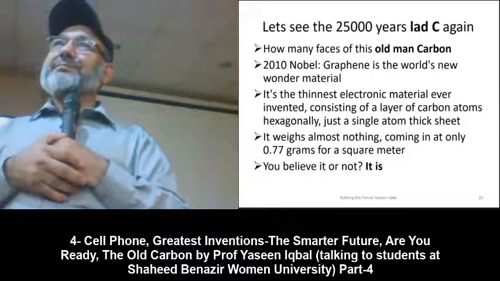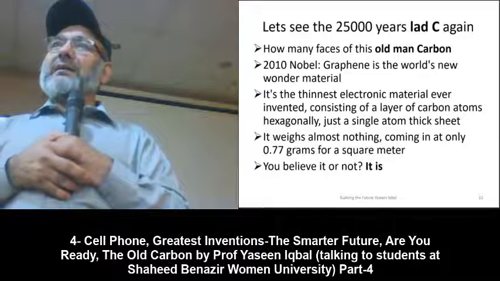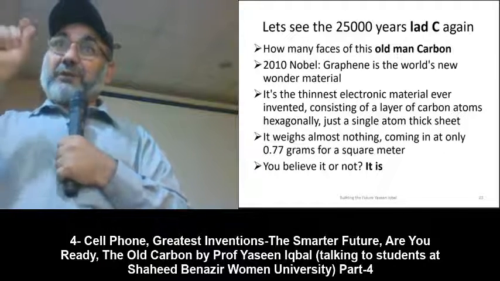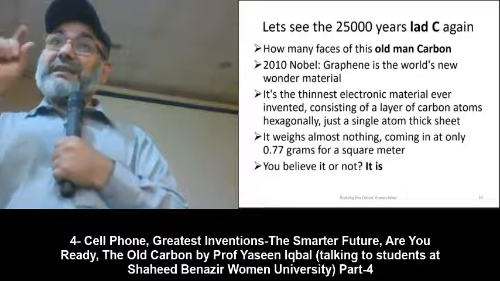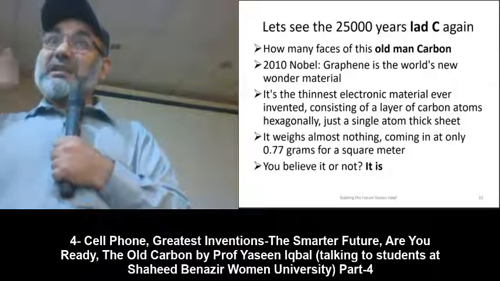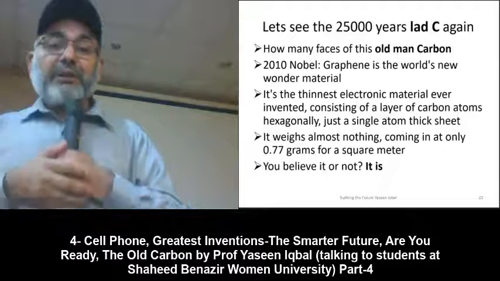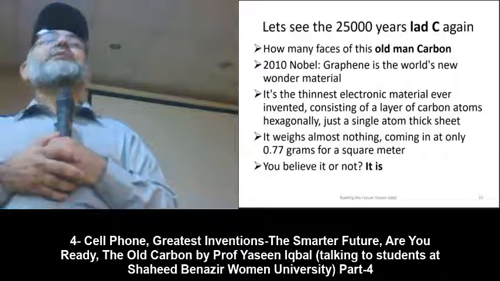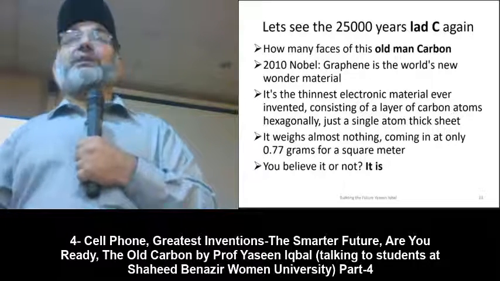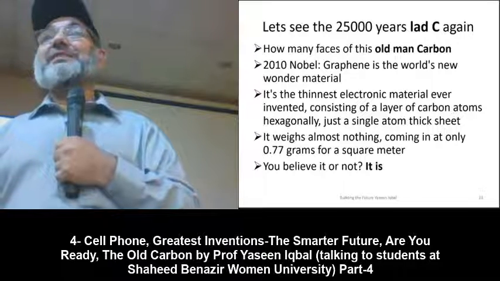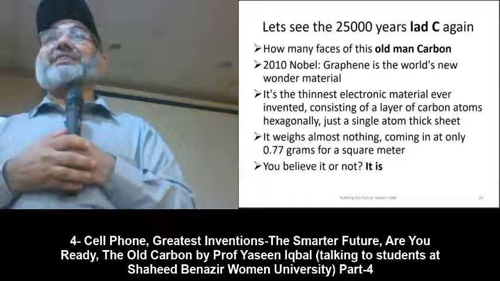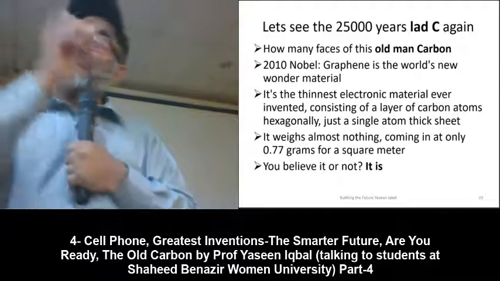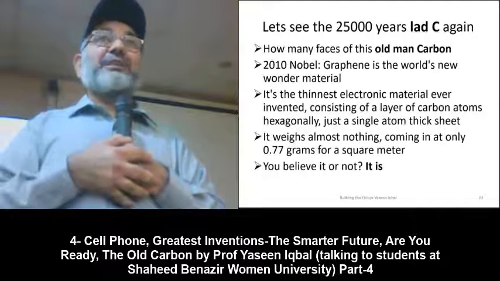After some time, the people thought that carbon has done a big job. 25,000 years old means that mankind knew carbon for the last 25,000 years. But the Nobel Prize in 2010 was given on graphene, which is also 100% carbon. This means that the world could not discover the abilities of carbon in 25,000 years.